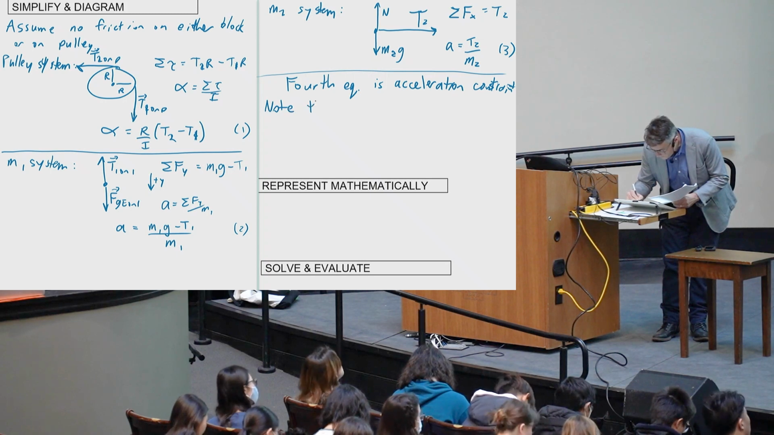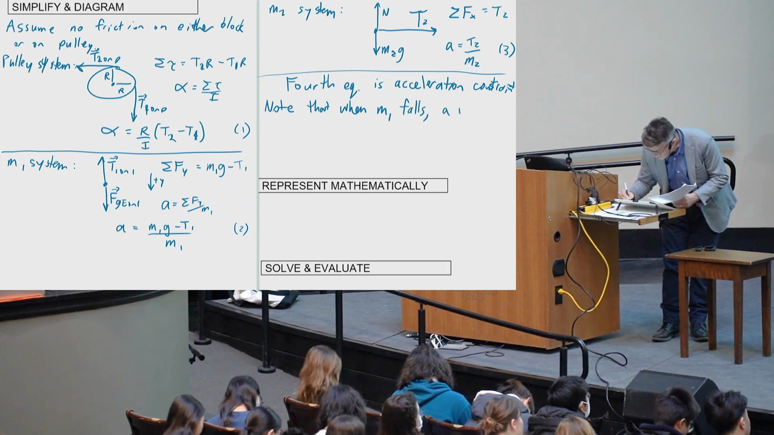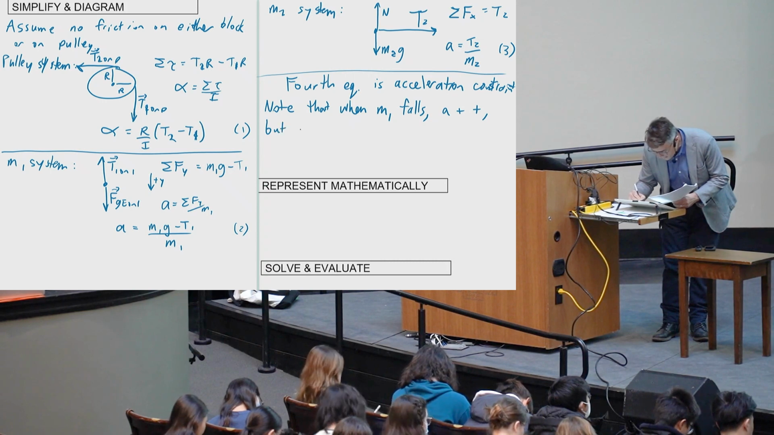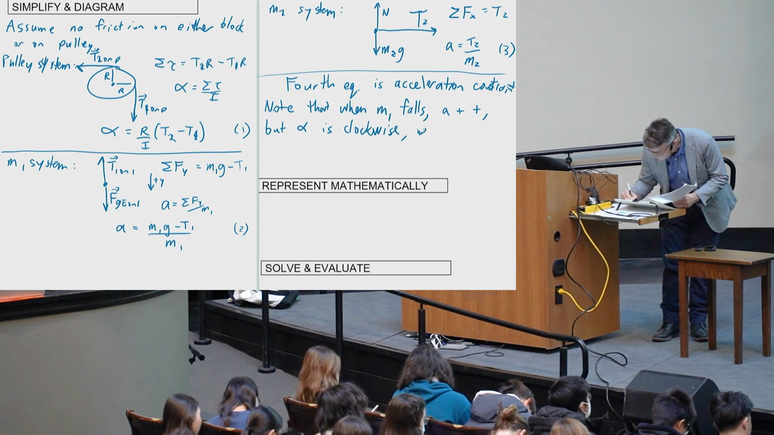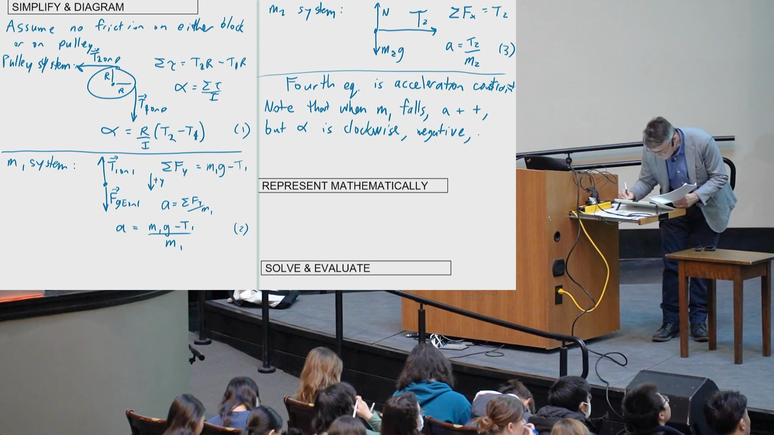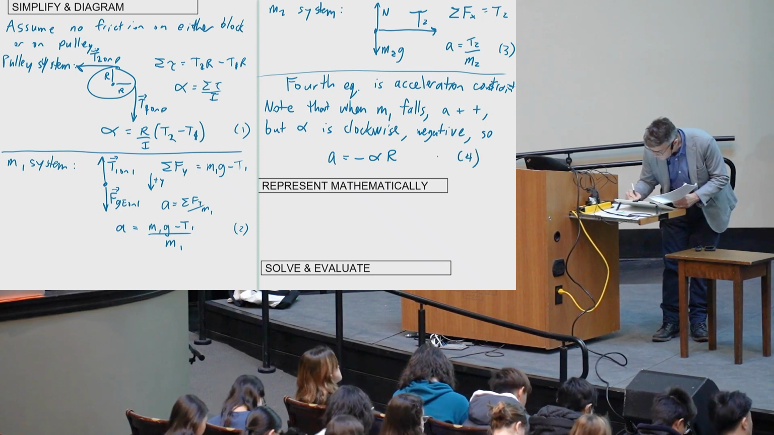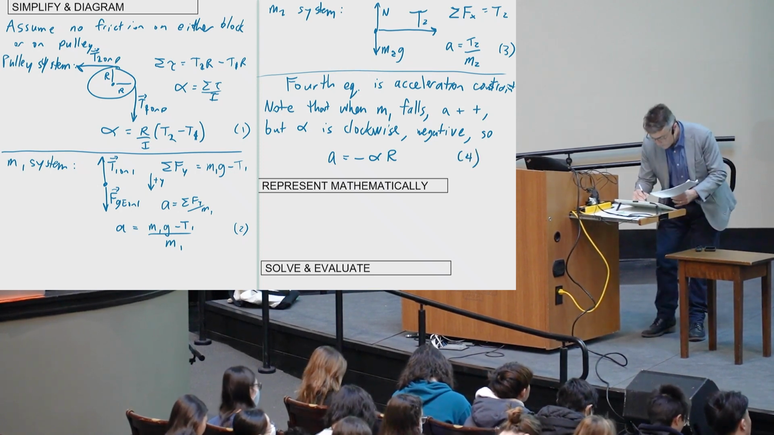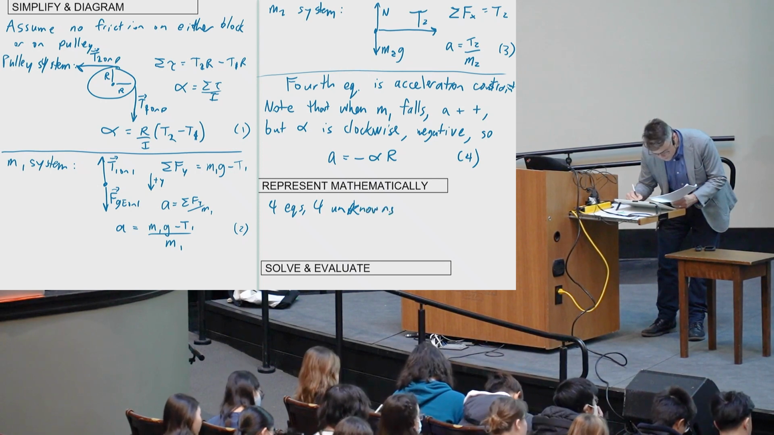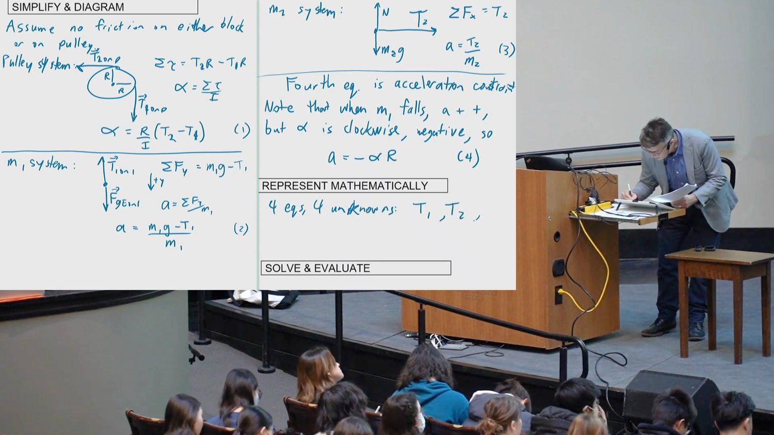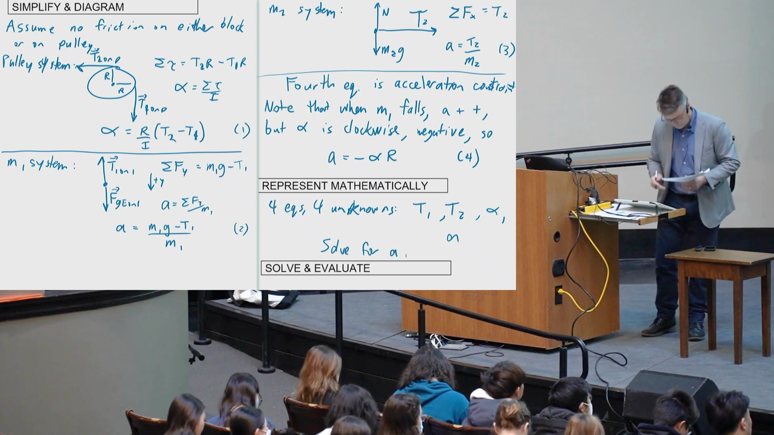Note that when M1 falls, or goes down, A is plus as we've defined it, but alpha is clockwise, I think, meaning it's negative by our definition. Maybe we should have defined clockwise to be positive, but we can just say that A is equal to negative alpha times R, and that's our 4th equation. So it's 4 equations and 4 unknowns, which is good. You can solve this. It's T1, T2, alpha, and A. And we're trying to solve for A.